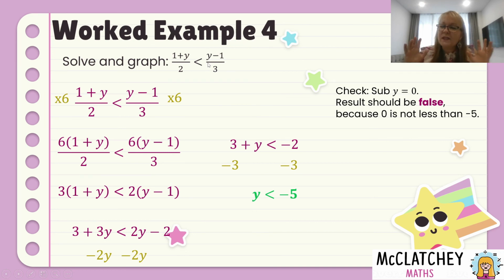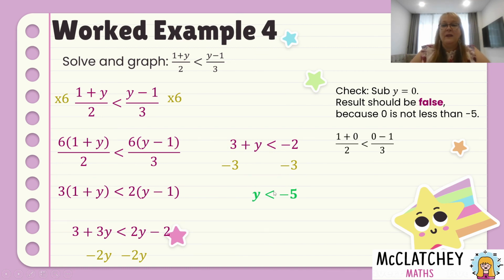Now, you might want to pause there and have a think about that. If I was to put something in and get a true answer, I'd be putting in something like negative 6. Negative 6, like I said, is going to be yuck to work with. You can try it if you wish. It's going to be difficult though. Let's put in something easy. Put in 0 and look for a false answer. A false answer tells me I've got my sign in the right direction.